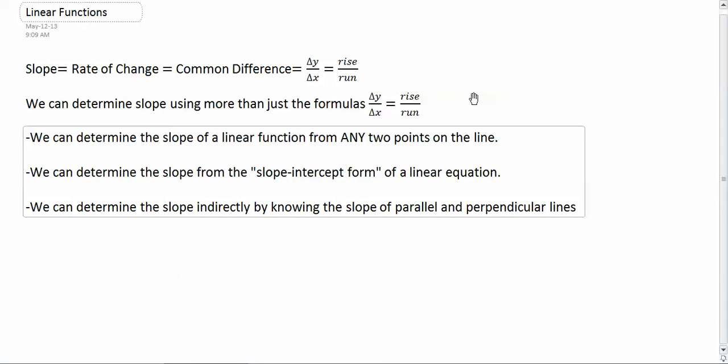So we can also determine the slope from the slope-intercept form of a linear equation. That's just by inspecting the equation itself. Without doing any calculations, we can directly find out what the slope is. And we can determine the slope indirectly by knowing the slope of parallel and perpendicular lines.